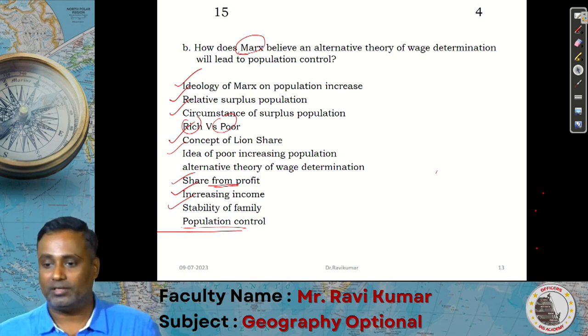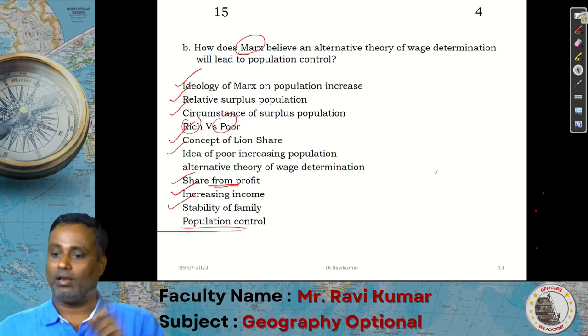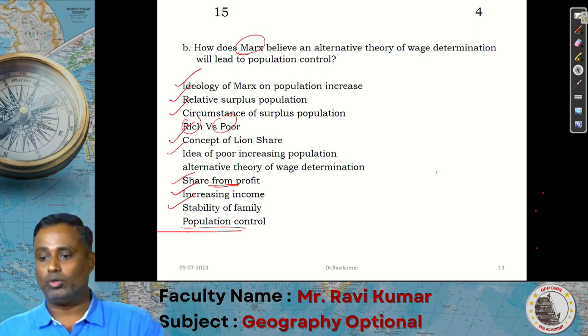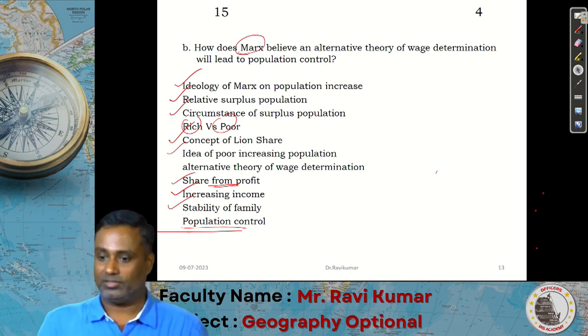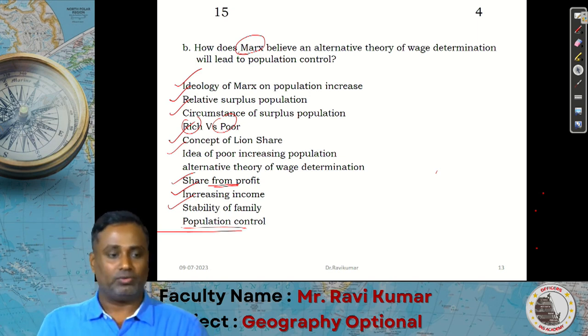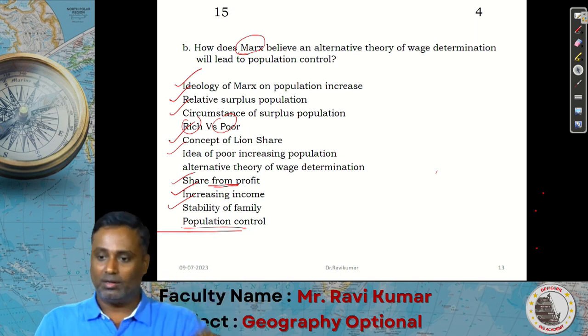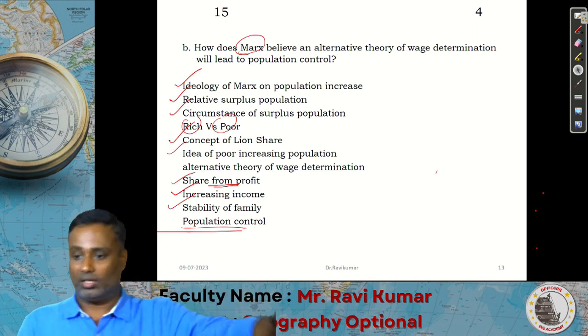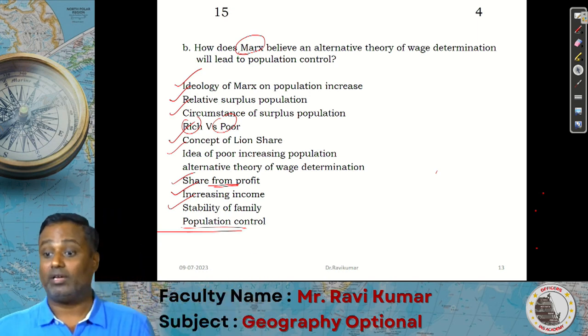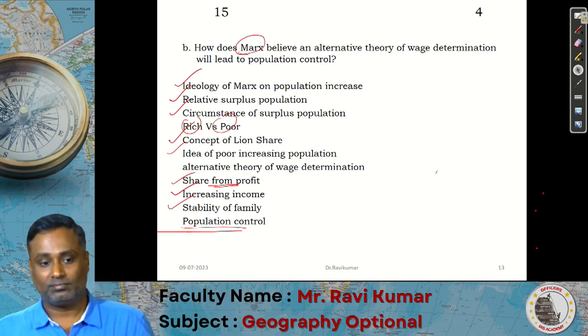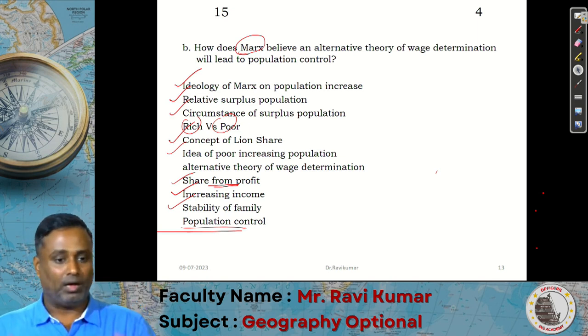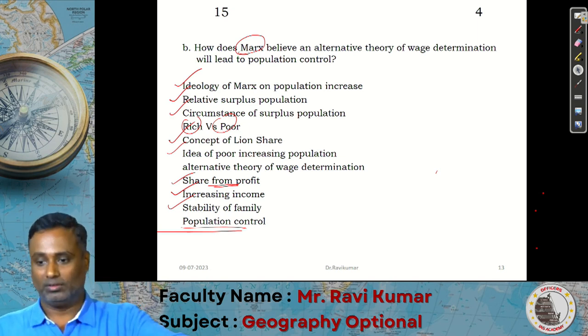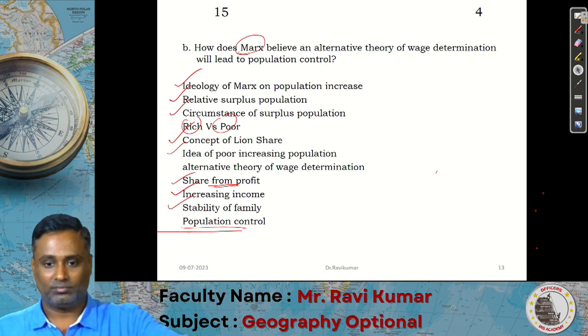The concept of lion's share is about the lion and lioness. Which will go to the field to hunt? The lioness. Who will eat the maximum? The lion. So the lioness will go to the field, hunt, and bring the food, but the lion will come and eat everything, then leave the rest to all the other lionesses. So it will take as much as possible. So the capitalists take the maximum and give a meager amount to the labor. That is called the lion's share concept.